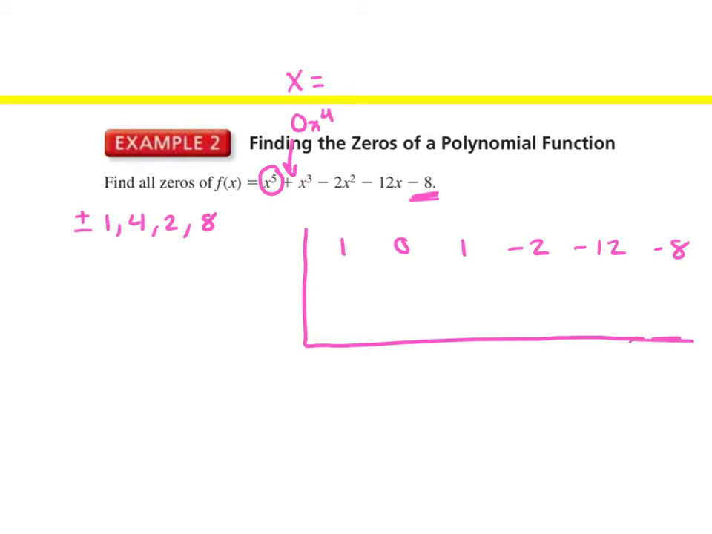Four. All right, let's do it. My iPad is not working. All right, 4. Drop down the 1, multiply, add, multiply, add, multiply. What's 17 times 4? 68. Yeah, 4 is not going to work.